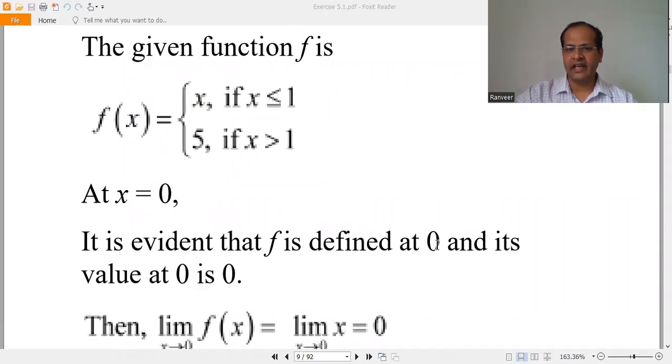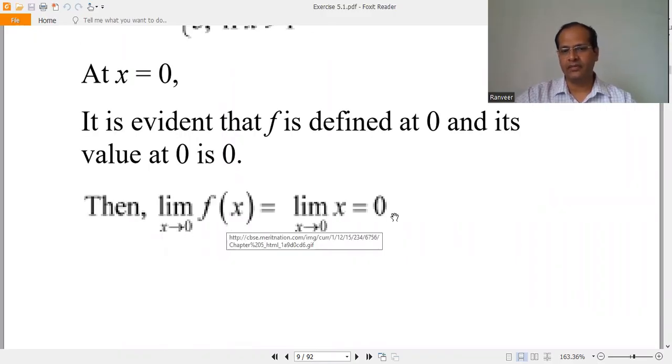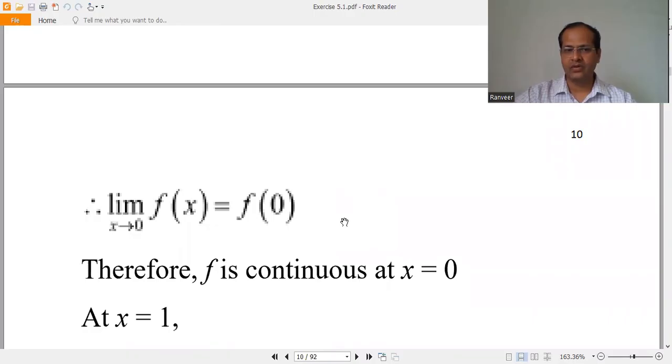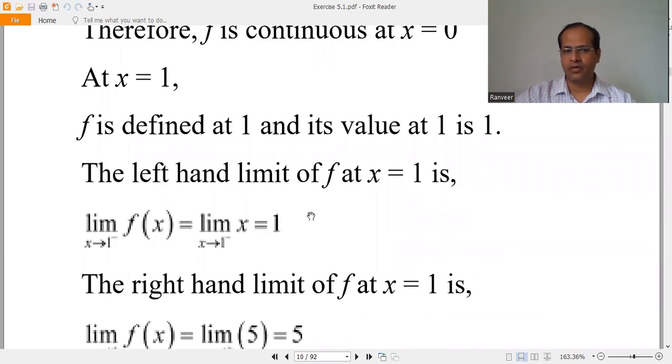It is evident that f is defined at x equal to 0 and its value is 0. So the limit as x tends to 0 of f(x) equals f(0), which is 0. And the limit as x tends to 0 of f(x) equals f(0), so the function is continuous. Now at the point 1 we want to check.